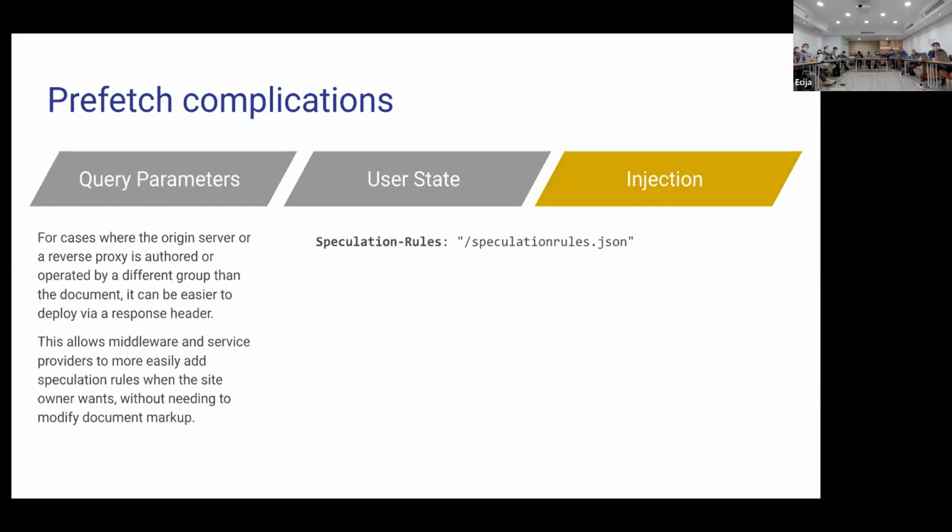And then one other thing is that these are speculation rules provided by a script element, but for cases where the origin server or reverse proxy is authored or operated by a different group of people than the document, whether that's a different department within the same company, or a service provider or a middleware provider, we've heard that they would appreciate the ability to ask for prefetches without needing to modify the document content itself. So we're experimenting with a response header that just provides a URL to fetch the rules from. That way, these middleware providers can inject this in a somewhat less invasive way into the content, which also sidesteps some of the usual issues you have with modifying documents around content security policy and other cross-site scripting implications.